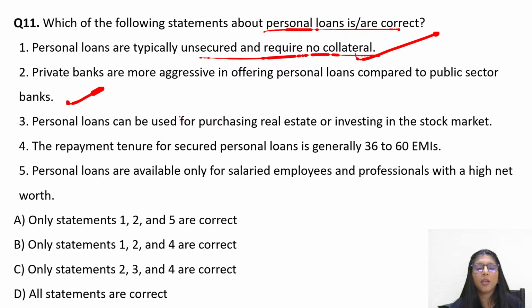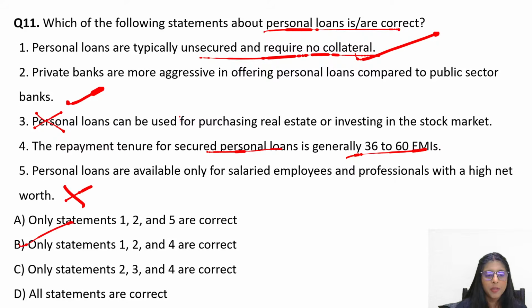The repayment tenure for secured personal loan is generally 36 to 60 EMIs. Yes. Personal loans are available only for salaried employees and professionals with high net worth. No, it's incorrect. Personal loans are available to a wide range of individuals, not just salaried employees or high net worth individuals. So it's incorrect. Which are the correct statements? 1, 2, and 4 are correct statements. Option B is the right answer. Okay.